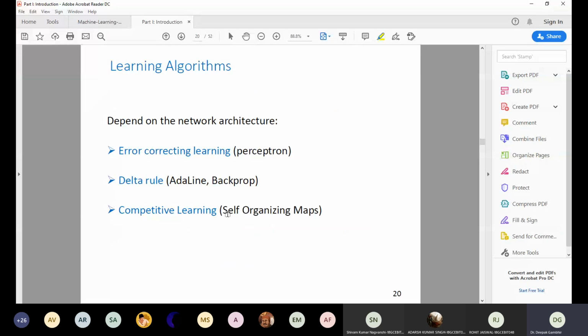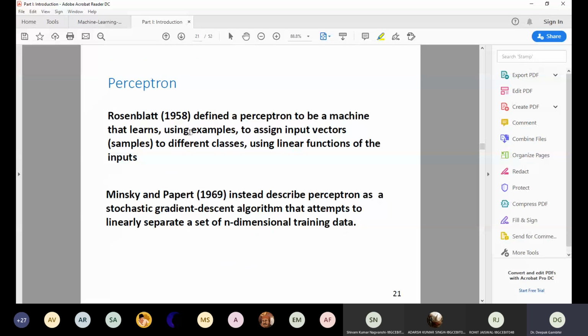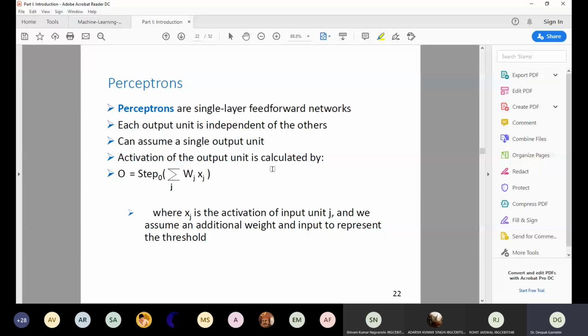we have defined that perceptron is one that learns using examples to assign input vectors to different classes using a linear function of inputs, that is by Rosenblatt. And by Minsky and Papert, the definition is perceptron as a stochastic gradient descent algorithm that attempts to linearly separate a set of n-dimensional training data. Whatever the training data, that could be n-dimensional data, that is linearly separable using the gradient descent algorithm, that is a perceptron.